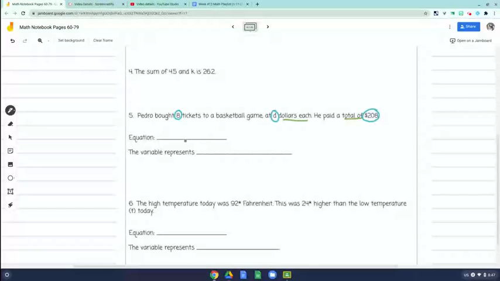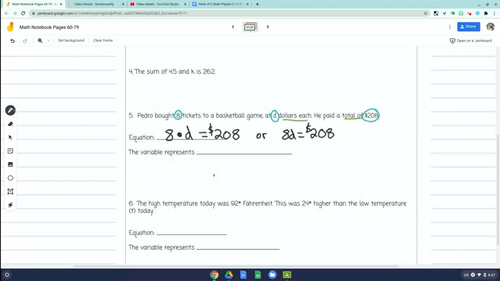So we're going to be using multiplication here again, if we're going to be using D as our variable. So it's going to work out to be 8 times D equals 208. Okay, or you're more likely to see it like this. 8D, so when you have a number next to the variable, multiplication, equals $208.